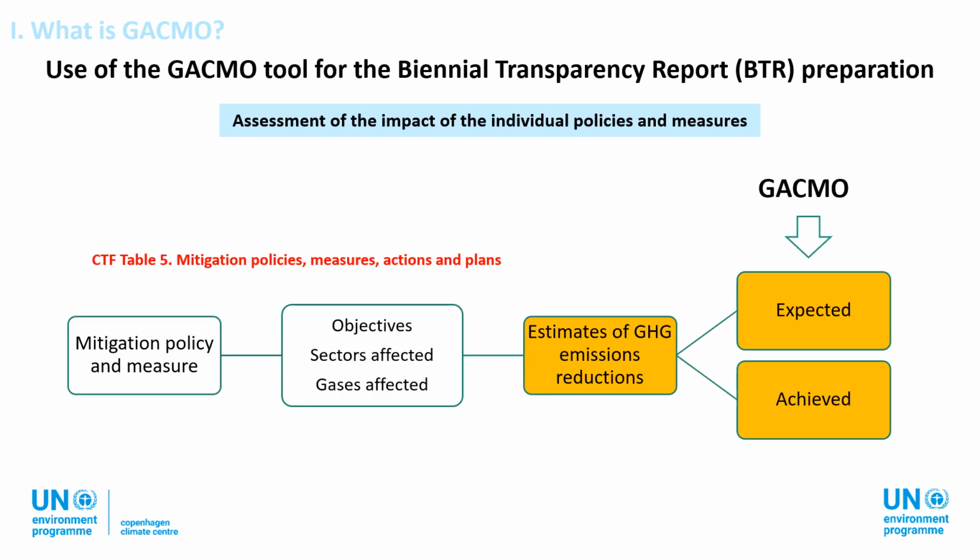GACMO tool can also be used to estimate the impact of an individual policy and measure. As an example, one of the CTF tables of the Biennial Transparency Report is CTF Table 5, with the mitigation policies, measures, actions, and plans. GACMO tool can be used to estimate expected and achieved emission reduction from individual mitigation policies and measures.